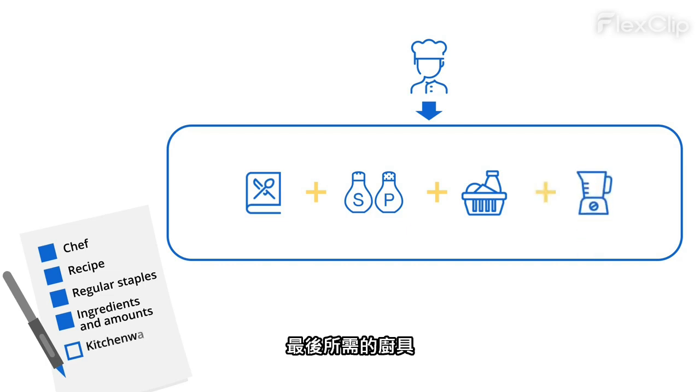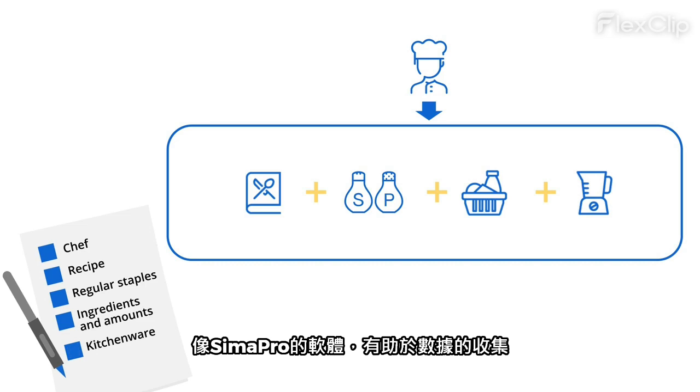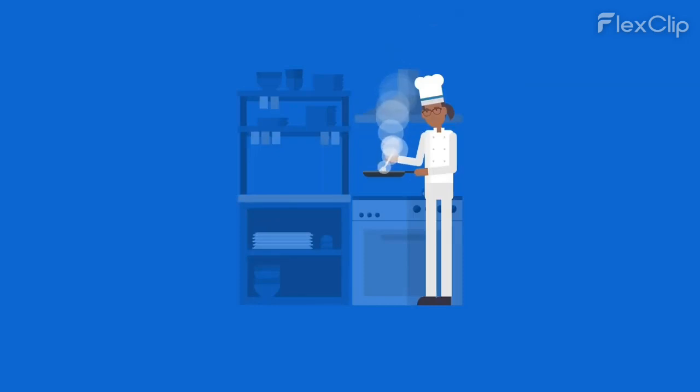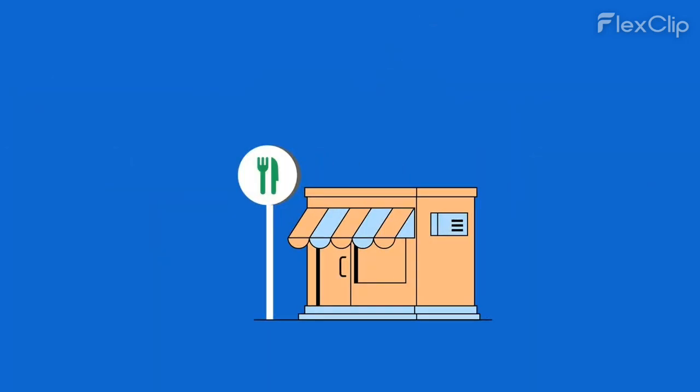Last, kitchenware is needed, the LCA software. Utilizing specialized LCA software, such as SimaPro, aids in collecting the required background data, structuring your calculations, and understanding the results. Still feeling a bit overwhelmed? Don't worry, it is a lot of information, and LCA is a complex process.